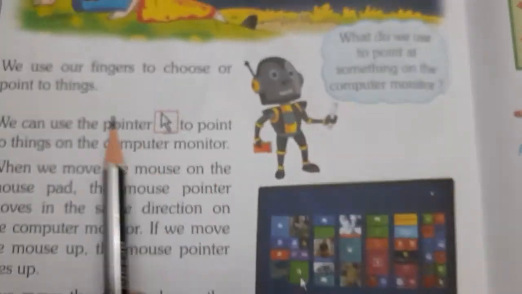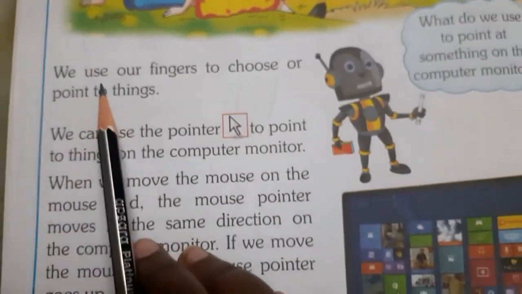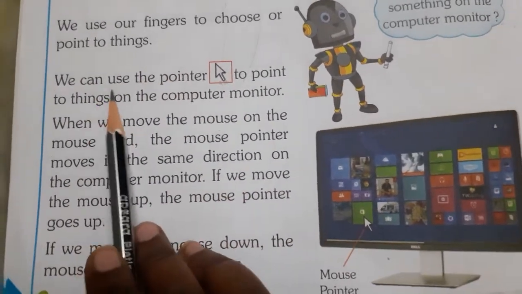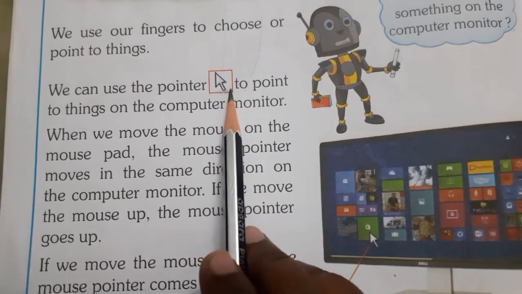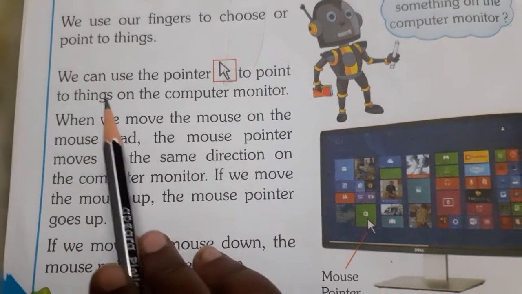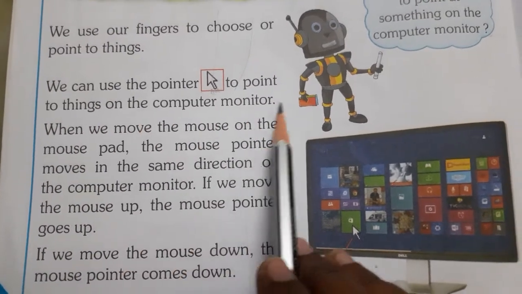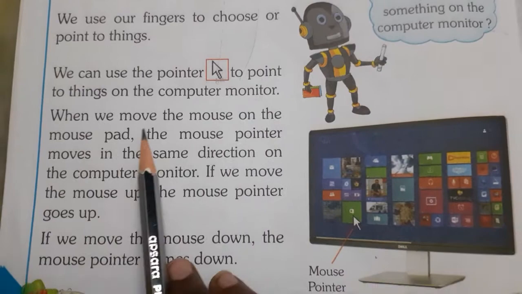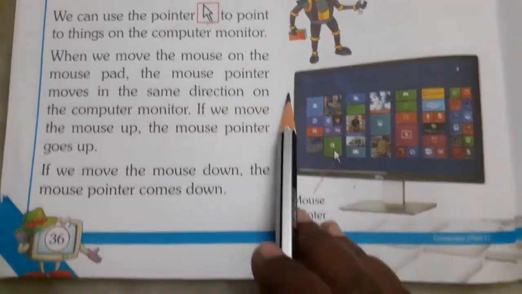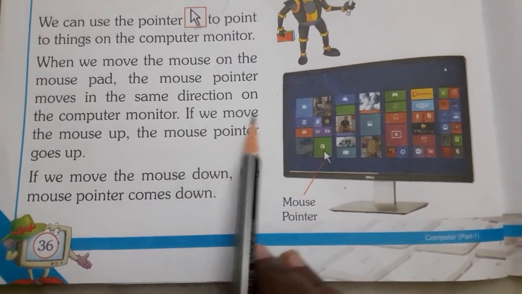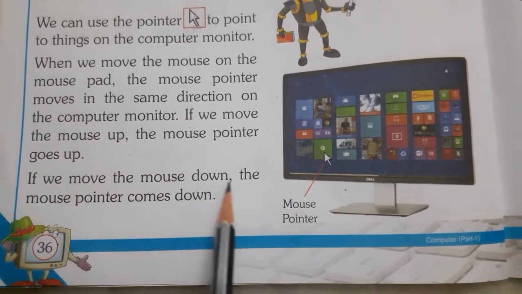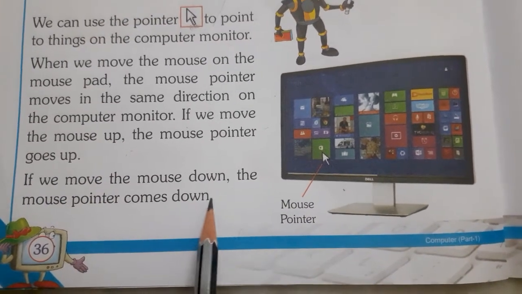Now we will see, children. We use our fingers to choose or point to things. We can use the pointer, this is the pointer, nothing but the mouse pointer, to point to things on the computer monitor. When we move the mouse on the mouse pad, the mouse pointer moves in the same direction on the computer monitor. If you move the mouse up, the mouse pointer goes up. If you move the mouse down, the mouse pointer comes down.